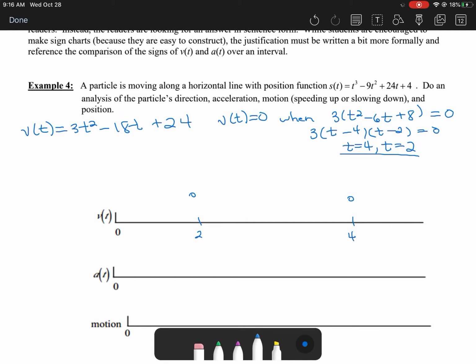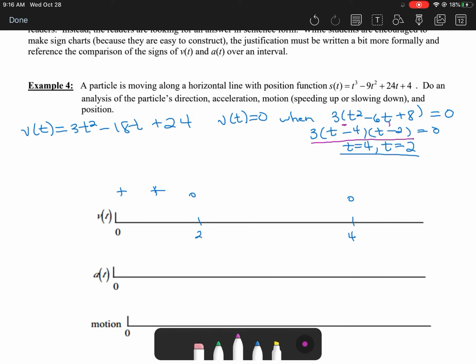So I need a number less than 2. Well, again, 0 is always really nice. If I plug in 0, I'm going to get a positive number. Again, I don't care what you get. I'm just checking, is it positive or negative? Now I'm going to pick a number between 2 and 4. Let's say 3. And here's where I really like the factor form.